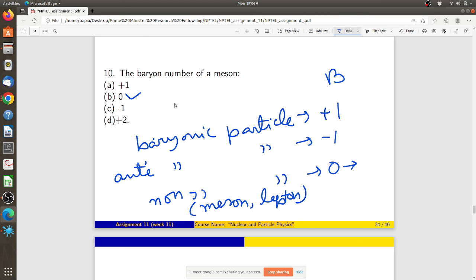It's a very simple thing: obviously, if your particle is not a baryon, then how can it have a baryon number? The particle which is a baryon only has baryon number +1, and an antibaryonic particle will have baryon number -1, and the meson has baryon number 0. Not only meson, if I write lepton instead of meson, then also the answer will be 0.